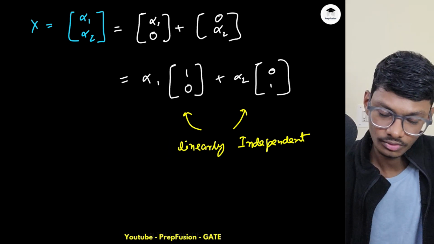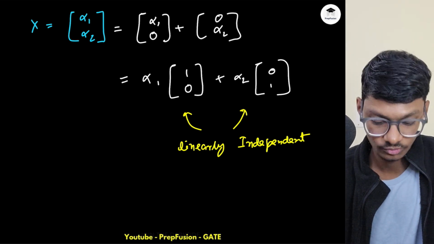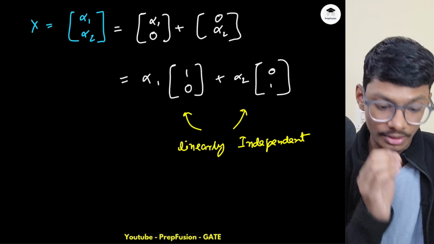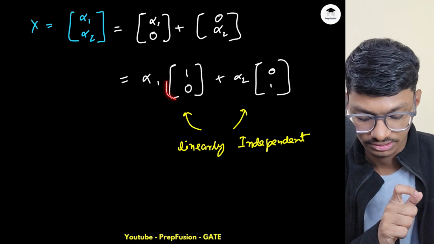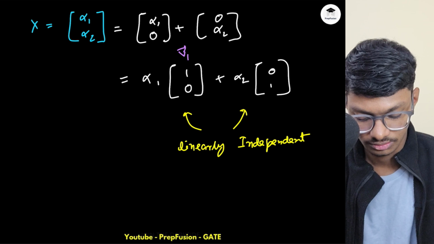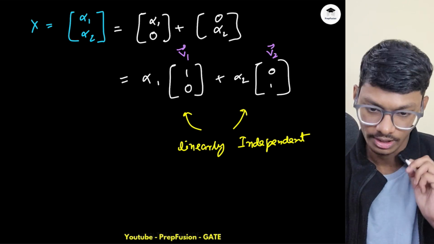Okay, so these two are linearly independent. This is what I wanted to prove: even though your eigenvalues are the same, you can get two different eigenvectors. That is also possible. What are the eigenvectors here? This and this. Let's name this v1 and this v2. These are the two eigenvectors that we are getting.